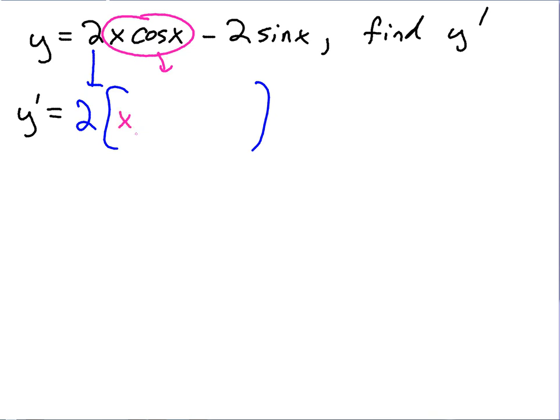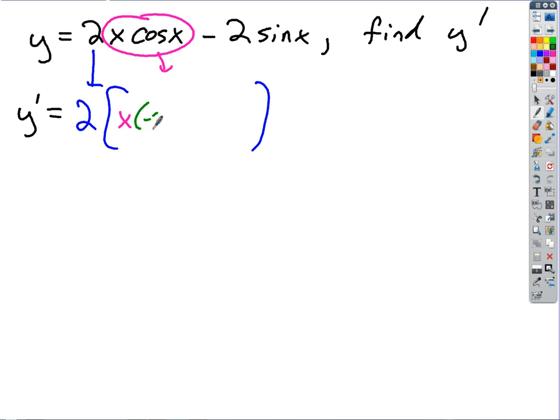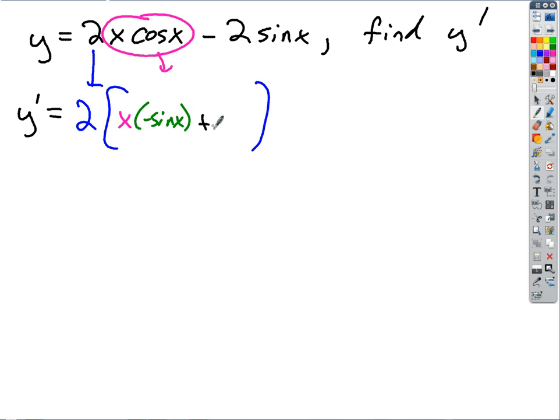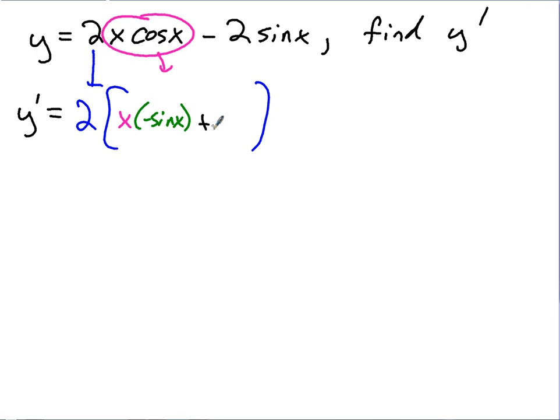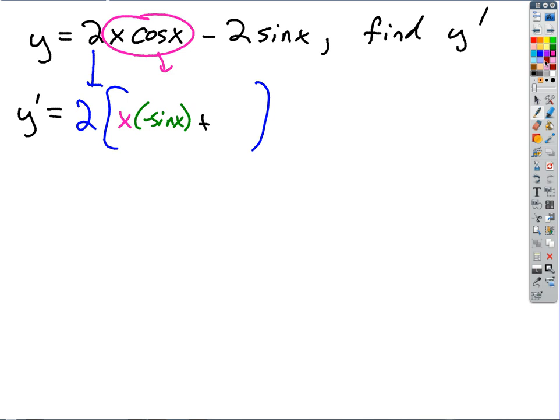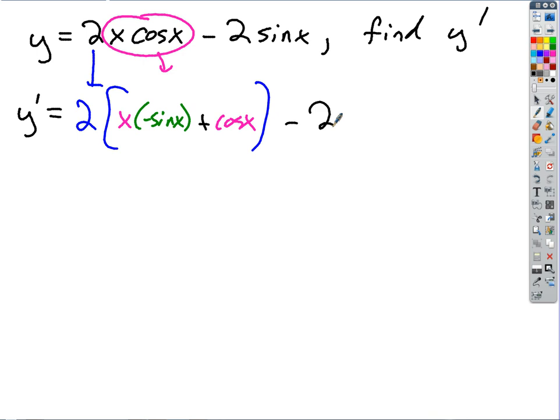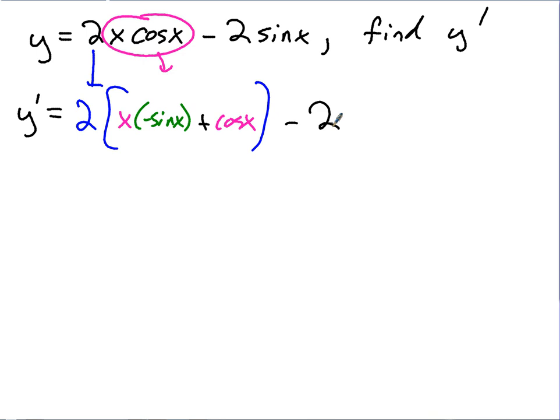I got x times negative sine x plus, we did first times derivative of the second plus second times cosine, times derivative of the first, which is just 1, so we don't even need it, right? So there's the first term, and then the second one is really simple. Derivative of sine x is just cosine. Okay, so that one's done.